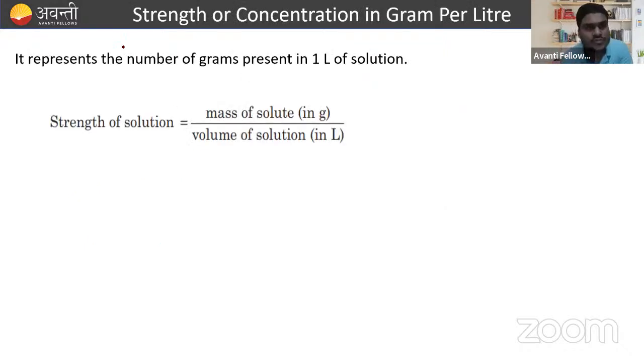Now, this one is going to be very important, that is how will you calculate the strength or concentration in gram per liter.